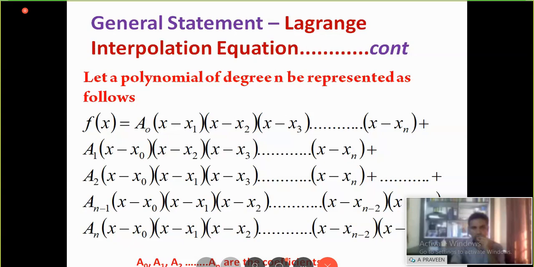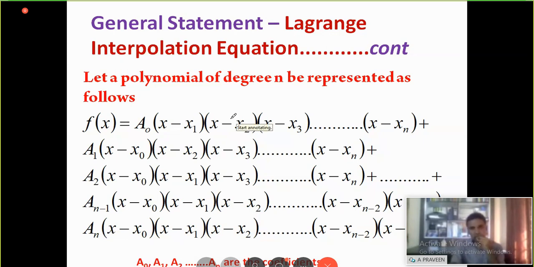It goes until x minus xn, as you see here, x minus xn, plus a1 into this. This way it proceeds till again n. You have a2. Likewise, it goes and you have an multiplied by this.